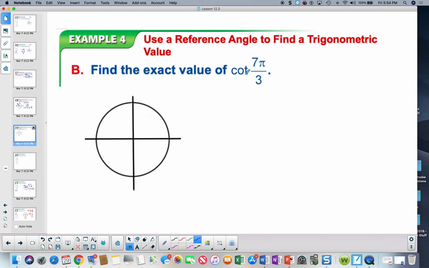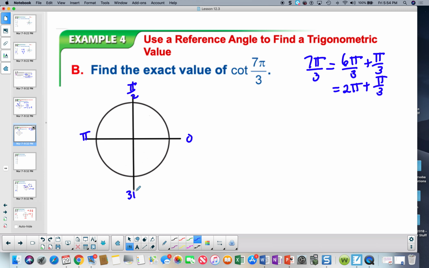Okay, let's do another angle. This is cotangent of 7 pi thirds. Now, 7 pi thirds is the same as 6 pi thirds plus pi thirds. Now, 6 pi thirds is another way to say 2 pi. So this is going all the way around and then over 1. So this is 0, this is pi halves, pi, and 3 pi halves. So here's our initial side. We're going to go all the way around 2 pi, and then we're going to go up pi thirds. Not quite pi halves, but pi thirds.